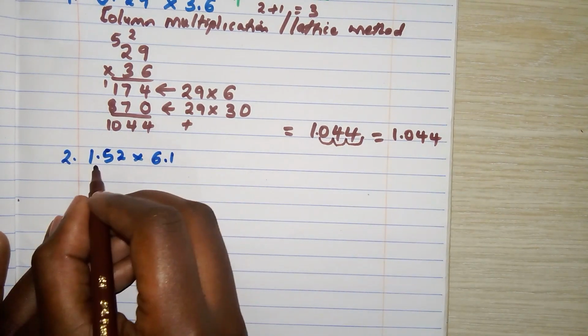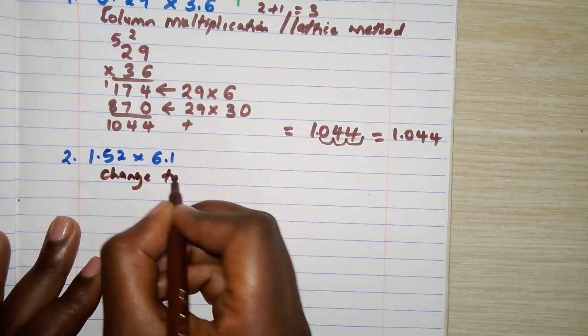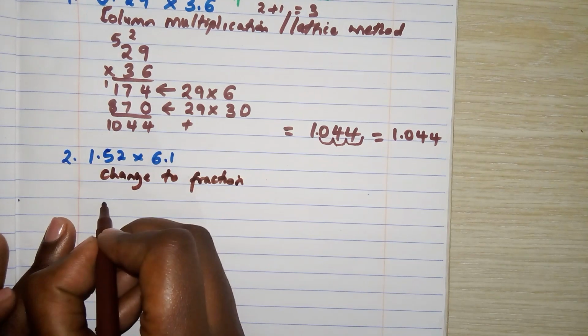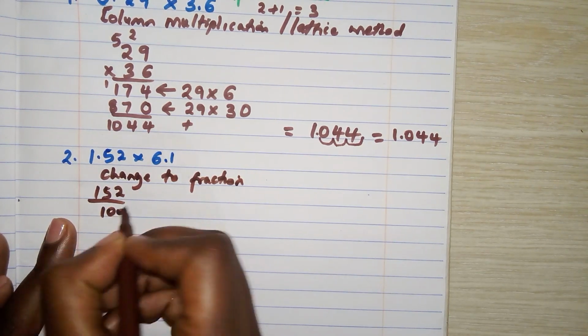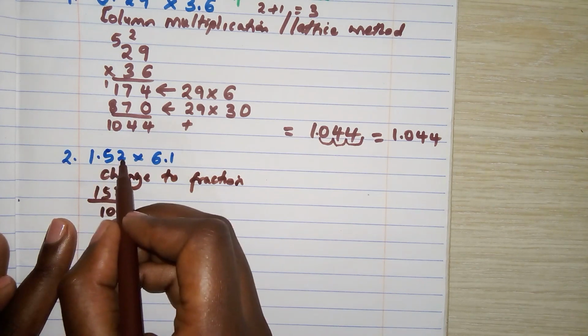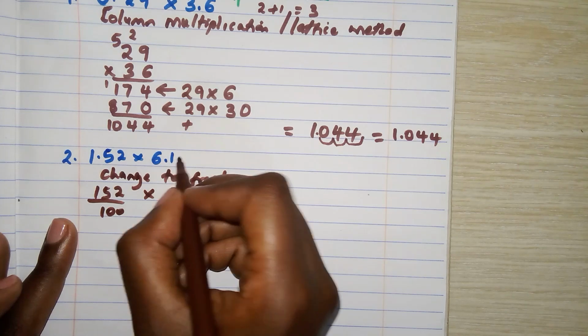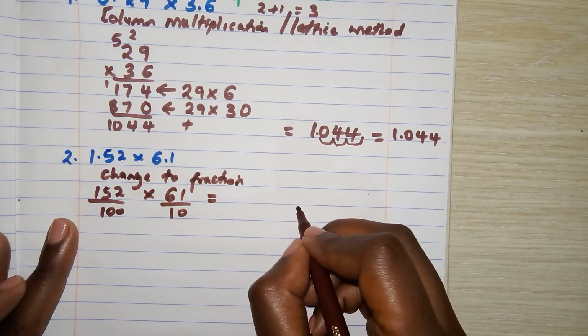Now the next method you can use is to change to fractions. So change these numbers to fractions. This is 152 over 100 because it's 2 dp. And then this one will be 61 over 10 because it's 1 decimal place. You go ahead and do 152 times 61.